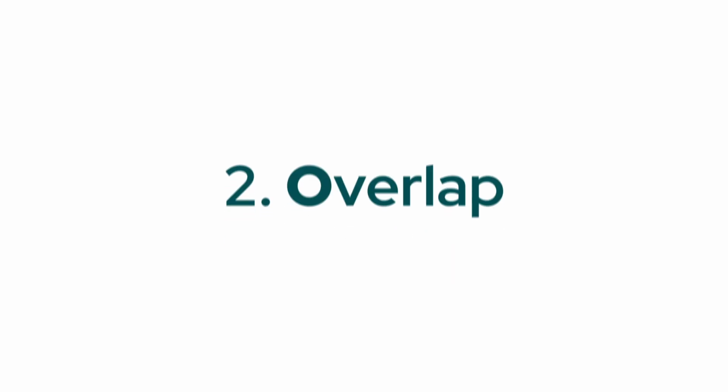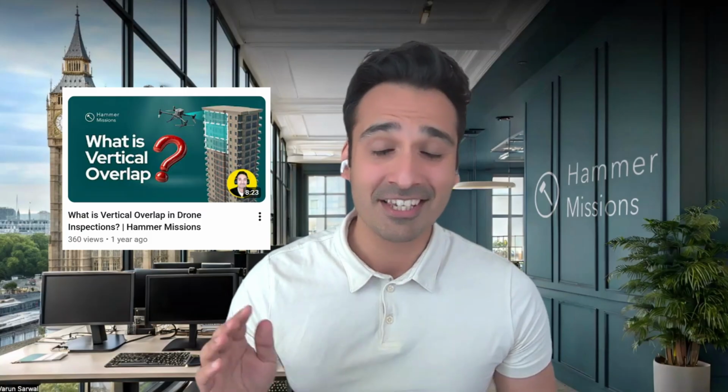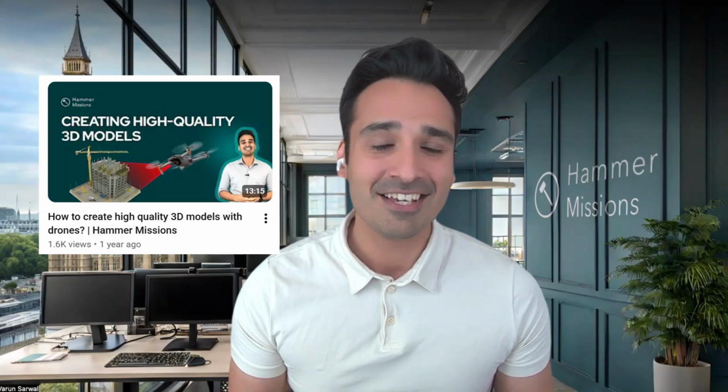Moving on to number two, we've got overlap. Overlap is the shared region or common region between every two photos in the drone flight. We've done a whole video on overlap and even vertical overlap, so I'm not going to dwell on it too much. Essentially, when you're taking photographs for a 2D map or a 3D model in a drone flight, you're trying to ensure that every two photographs overlap with each other. This shared, overlapped region is what's used in photogrammetry to create a 3D model. Once again, we've done a whole video on photogrammetry as well, so if you're curious to learn more about that, go and check out those videos.